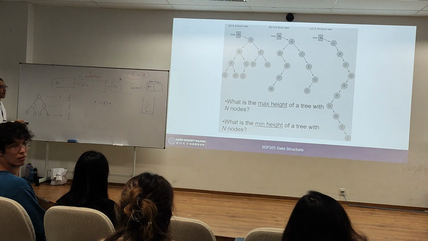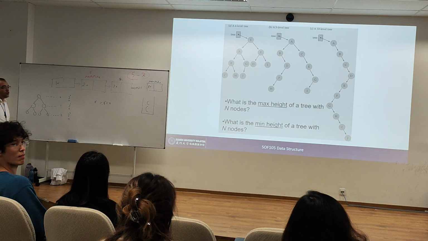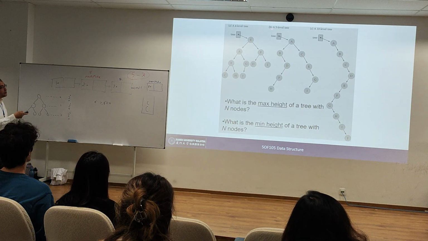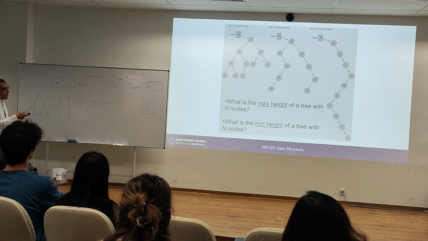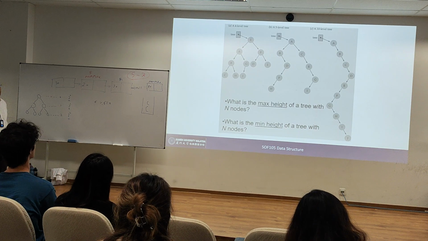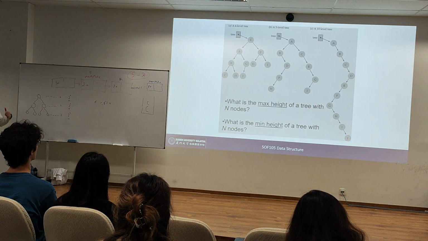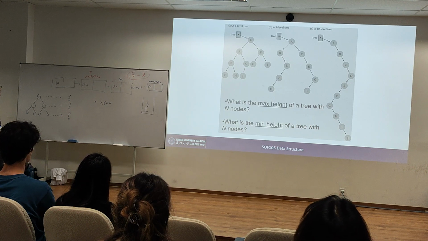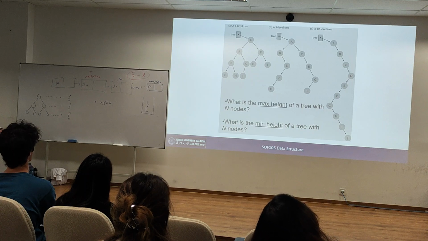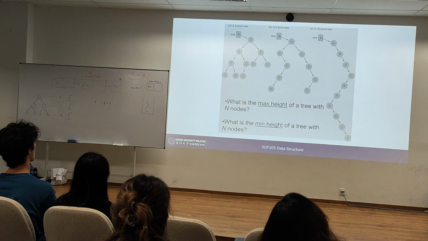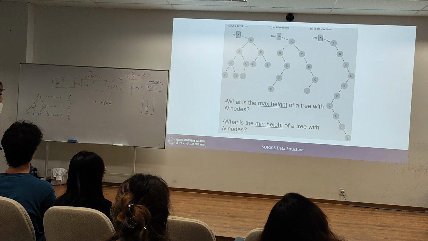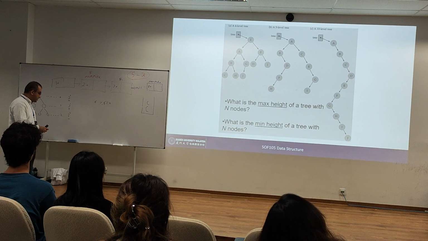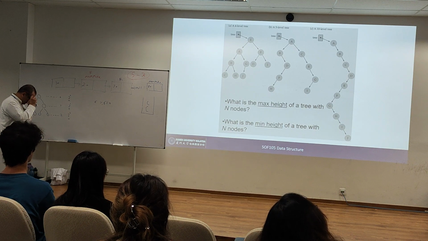So what is the minimum height of a tree with n nodes? Which one is the minimum height? A, B, or C? A. Of course, A is the shortest tree. Now, tell me, which one is the best tree, in your opinion? A, right? Because why are we doing C if C looks like a linked list? So A looks like the best representation of a tree, correct?